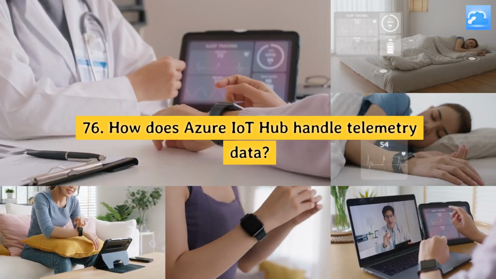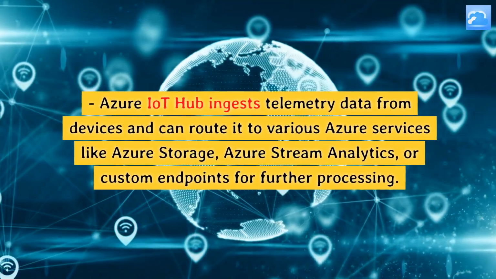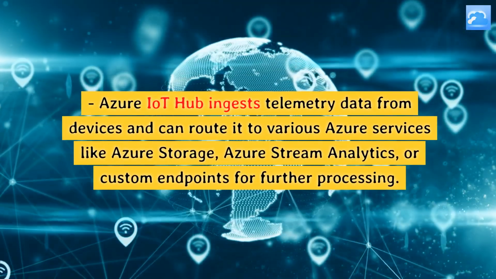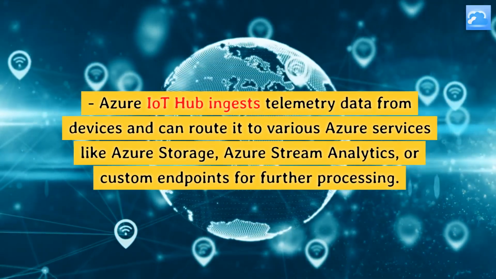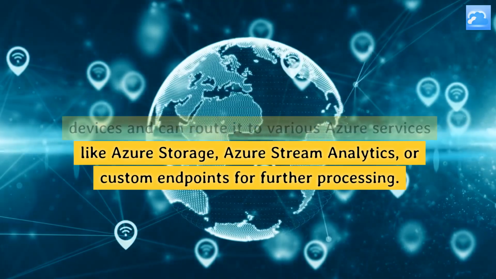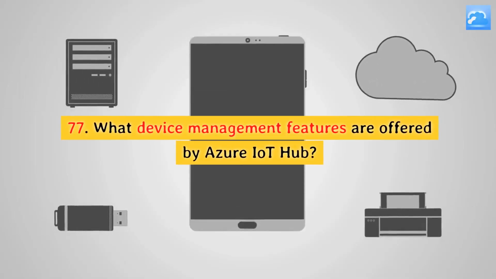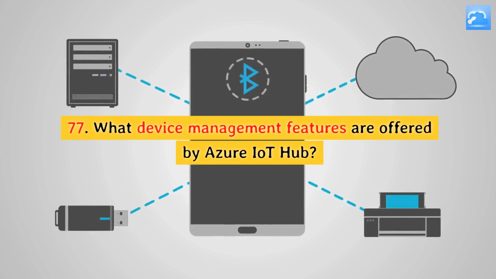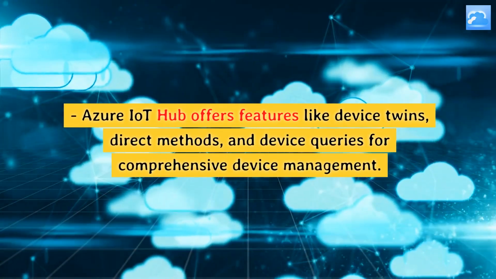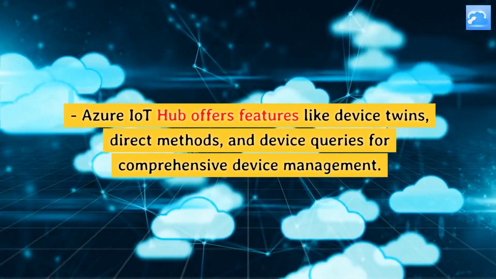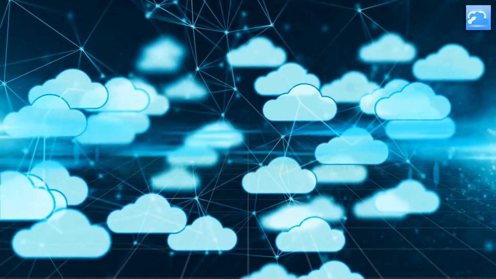76. How does Azure IoT Hub handle telemetry data? Azure IoT Hub ingests telemetry data from devices and can route it to various Azure services like Azure Storage, Azure Stream Analytics, or custom endpoints for further processing. 77. What device management features are offered by Azure IoT Hub? Azure IoT Hub offers features like device twins, direct methods, and device queries for comprehensive device management.